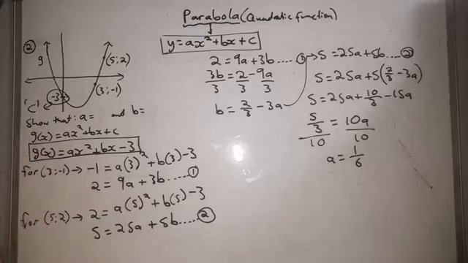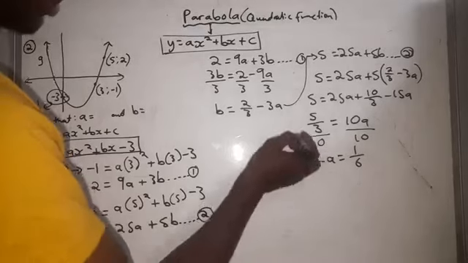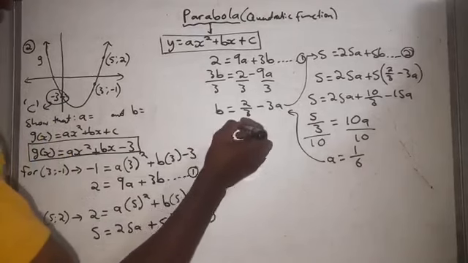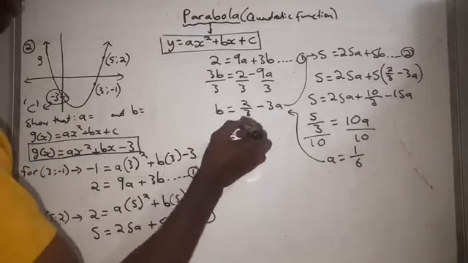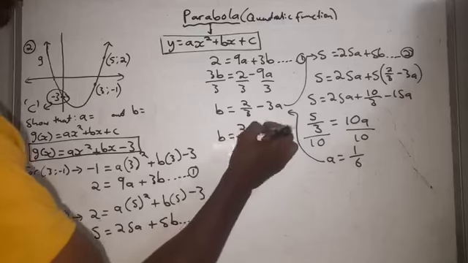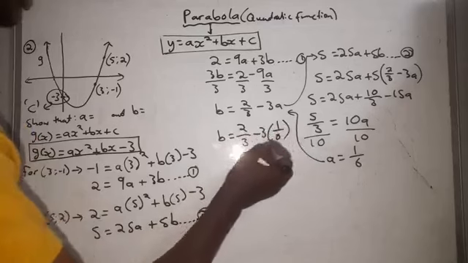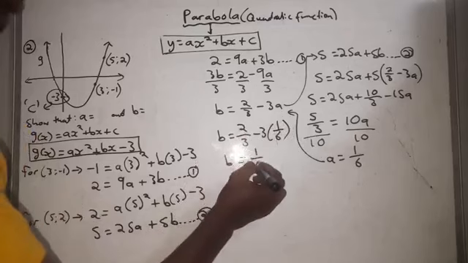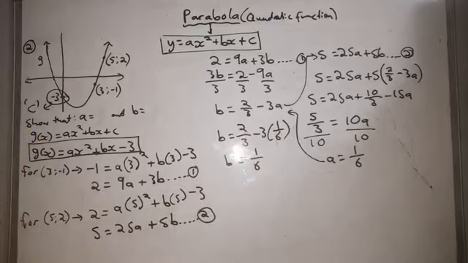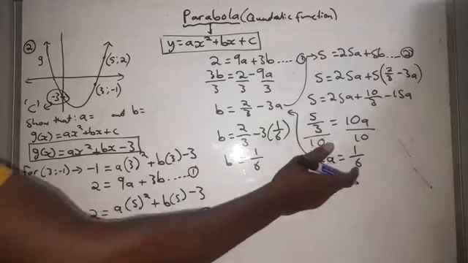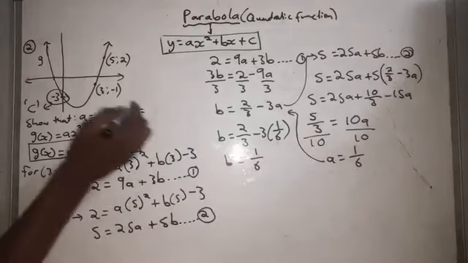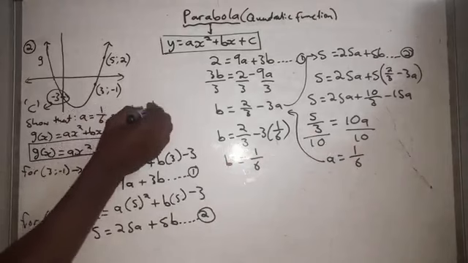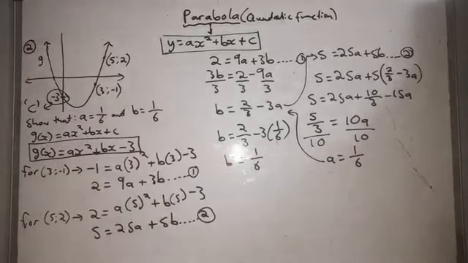Then, since I found the value of a, I'm going to plug it over here to find the value of b. b equals 2 over 3 minus 3 times 1 over 6, which is going to make it 1 over 6 as well. So we have found the value of a and b. In the place of a, we plug 1 over 6, then 1 over 6 as well.